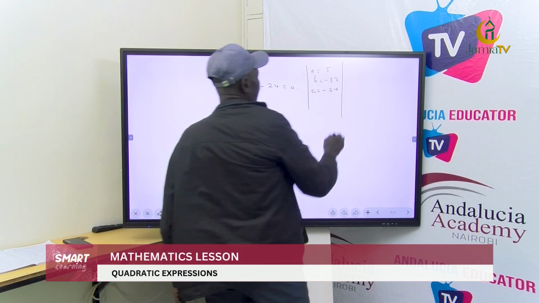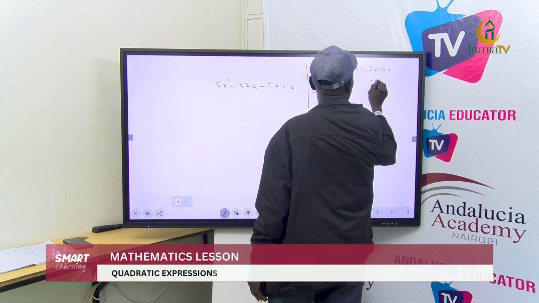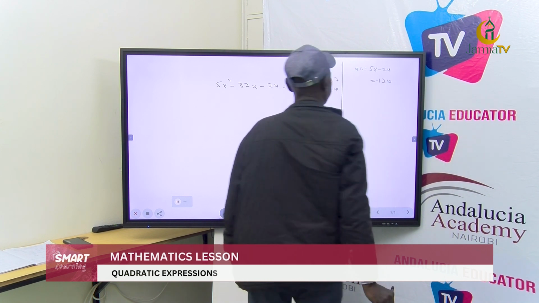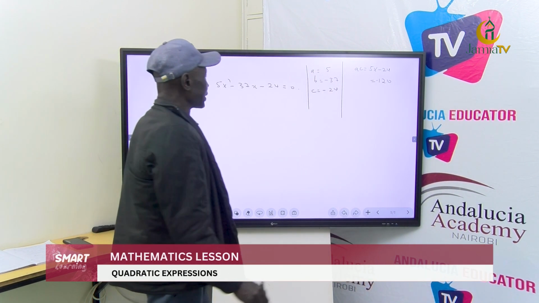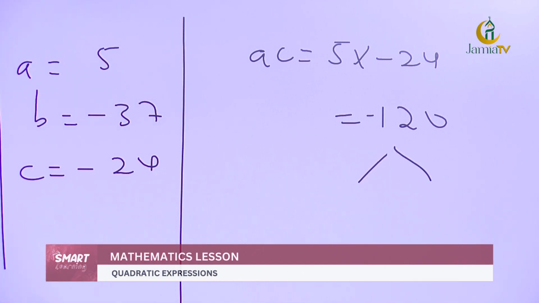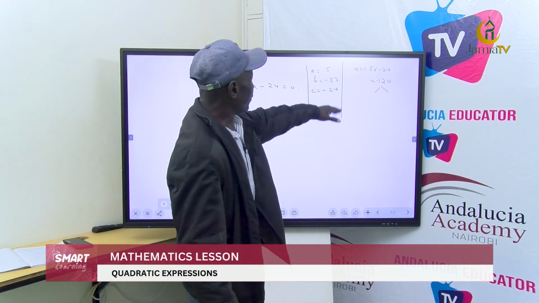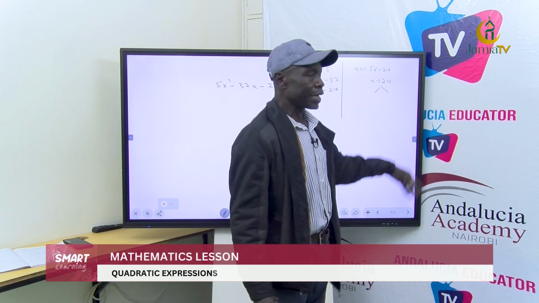Now I need my AC. AC is going to be equal to 5 times negative 24, which will be negative 120. So let's quickly get factors of negative 120 which will add up to negative 37. Sometimes it becomes challenging, but with a lot of practice, you should be able to get these factors. That's why you are taught how to find the LCM and GCD. So we have identified our A, B, and C. We have got our AC.